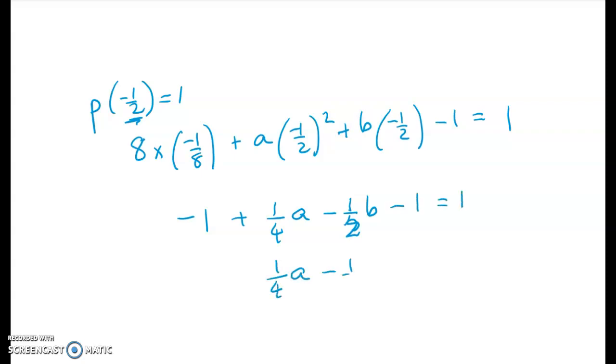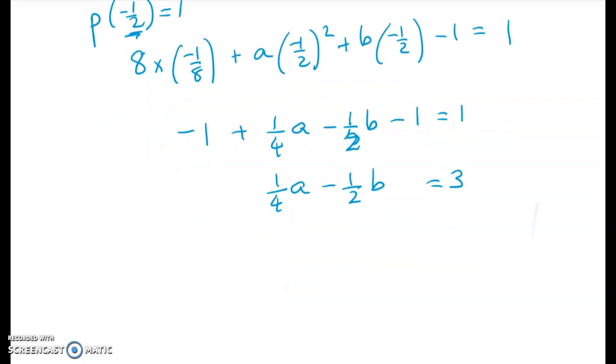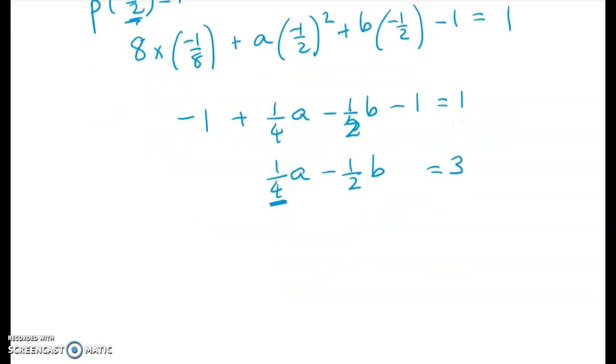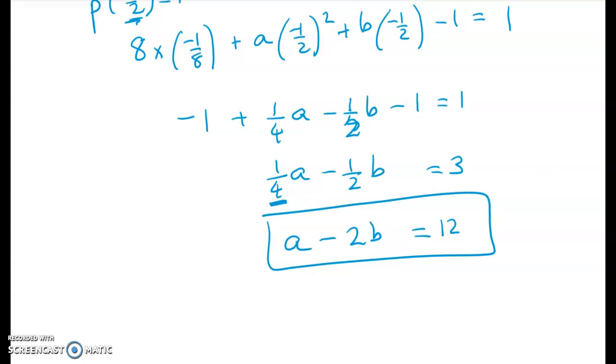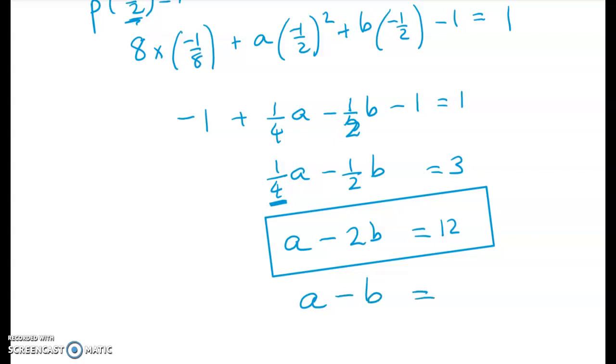So we've got two simultaneous equations coming. A quarter a minus a half b is equal to 3. Multiplying through by 4 to clear out the fractions will give me a minus 2b is equal to 12. So we've got this one, but we've also got our first one, which is a minus b is equal to 9. So we're going to solve those simultaneously.